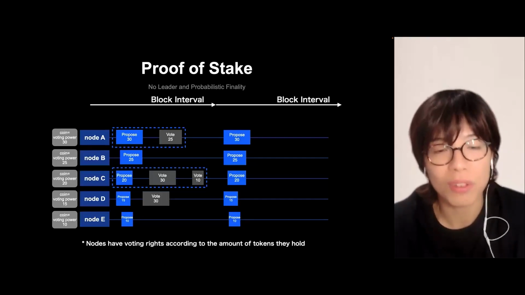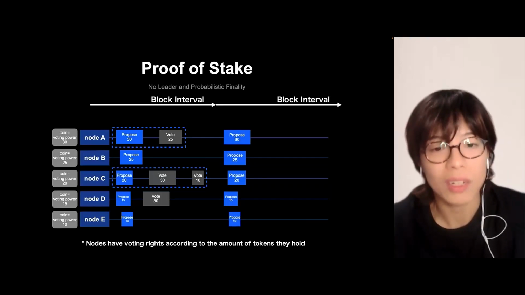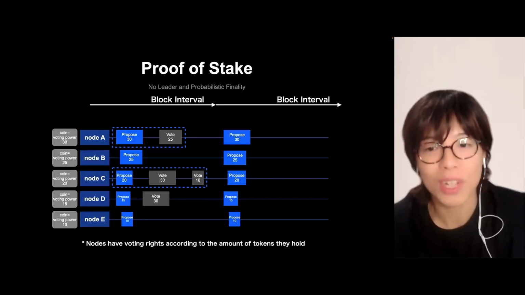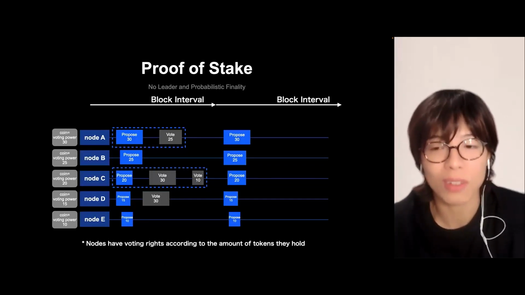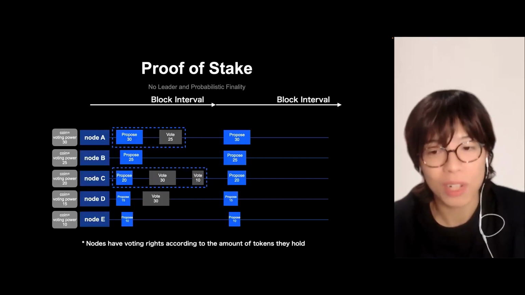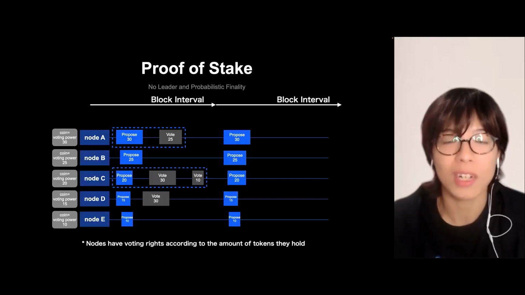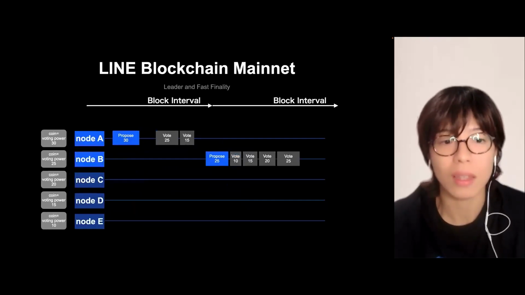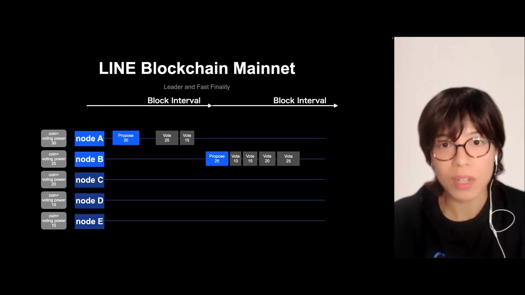Next, proof of stake is another type of consensus. Each node, based on the token volume held, has voting power, and the block will be approved based on the voting rights. This is a benefit because no computing power will be utilized. If more than half of the votes are aggregated, the block will be approved. So there will be probabilistic finality. Next is the Line blockchain mainnet.